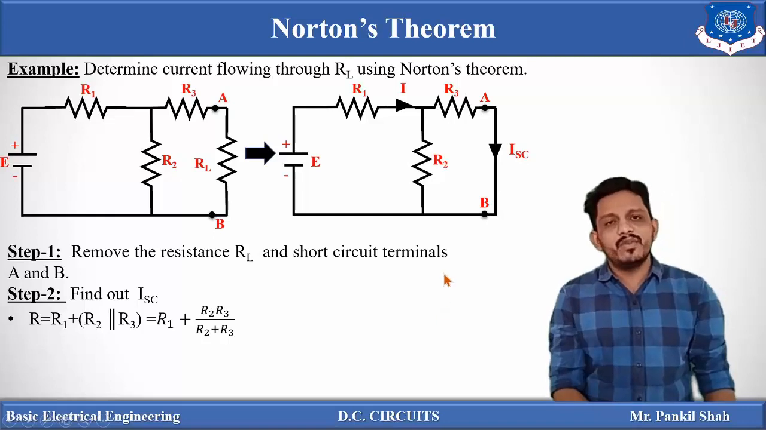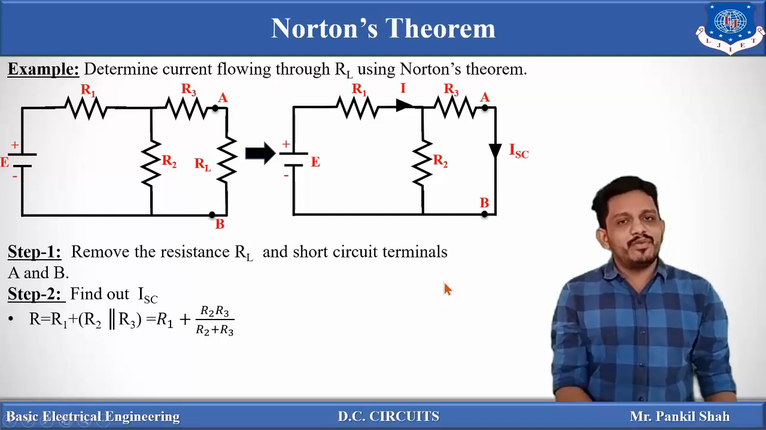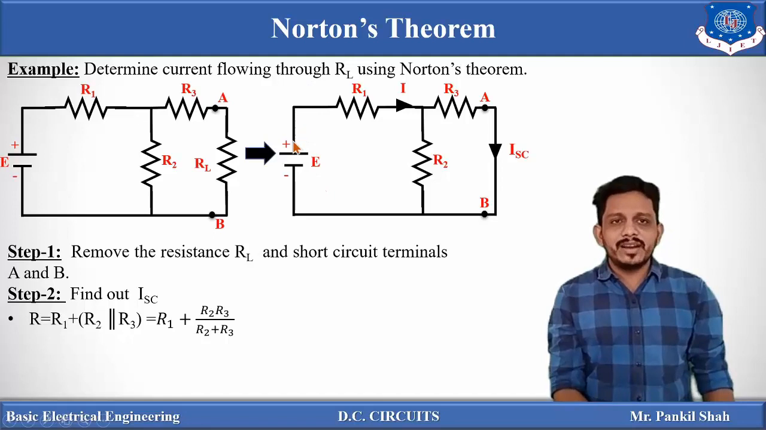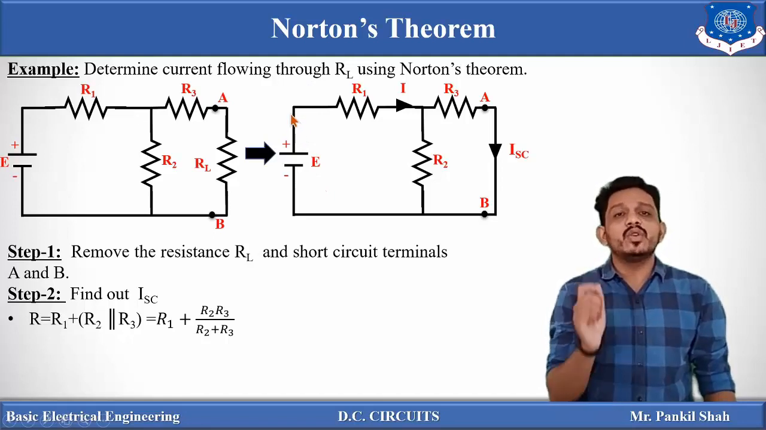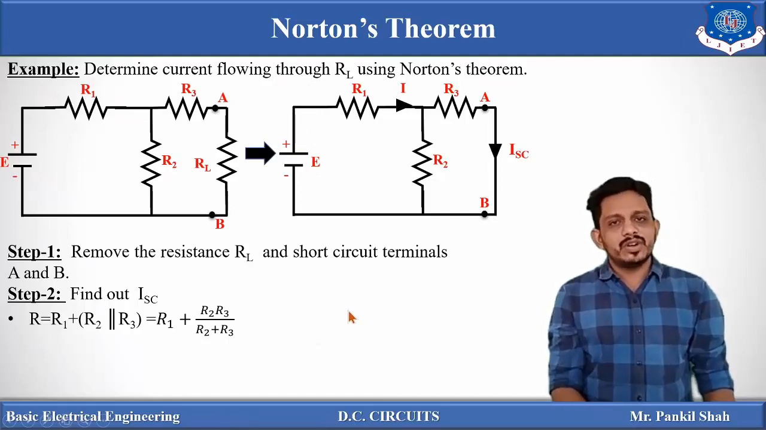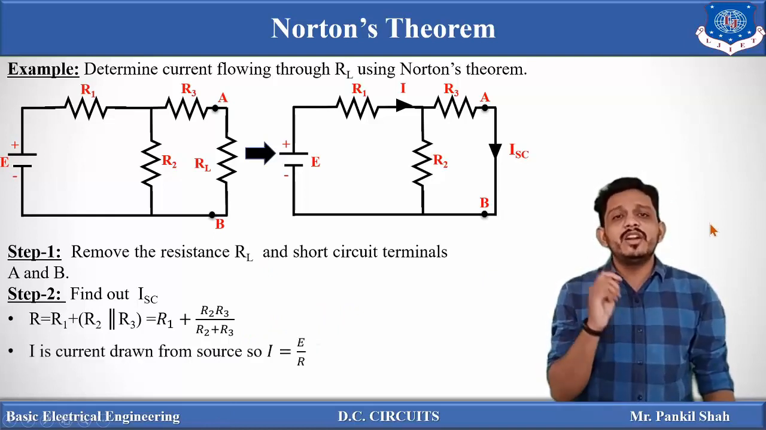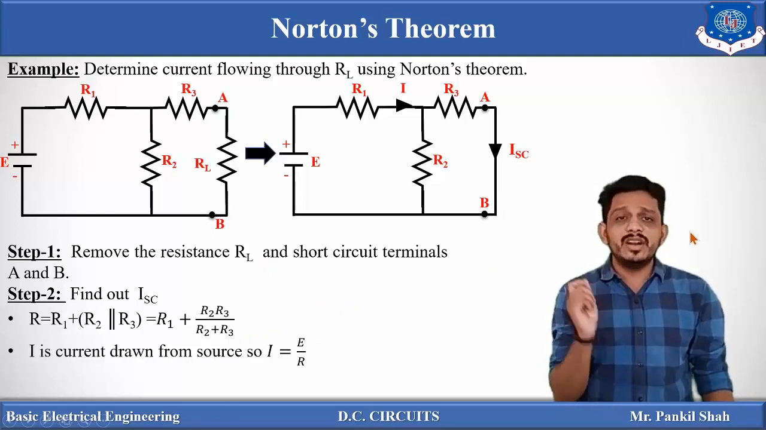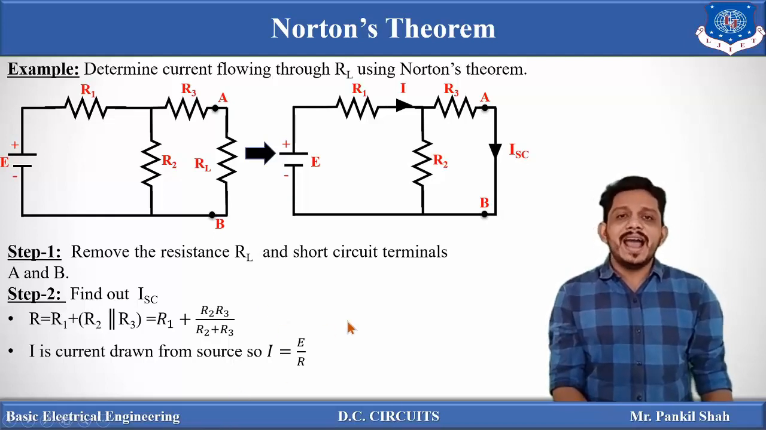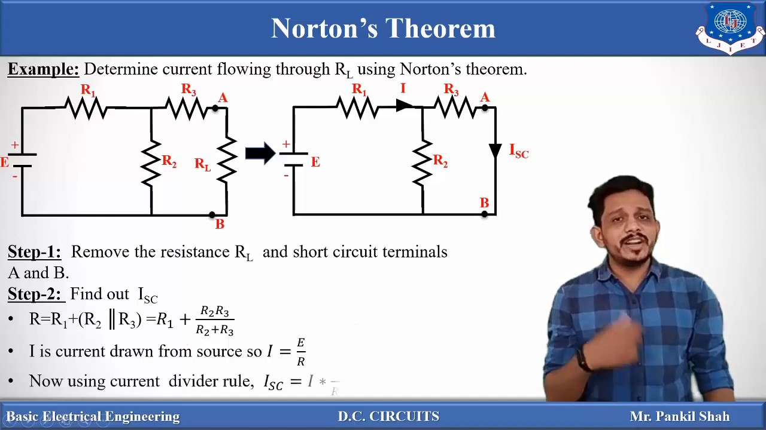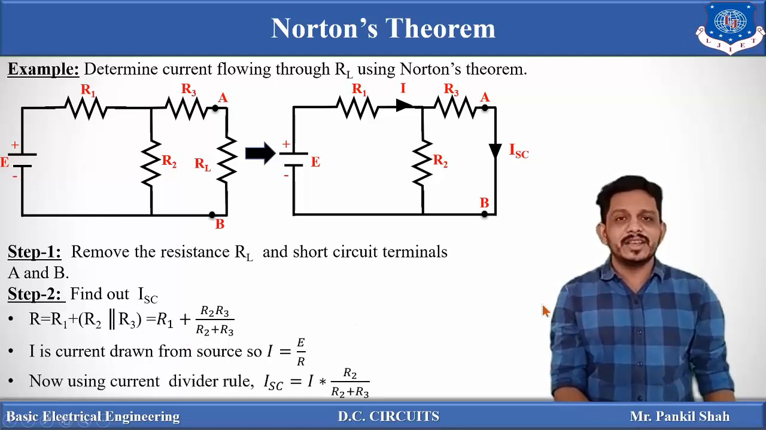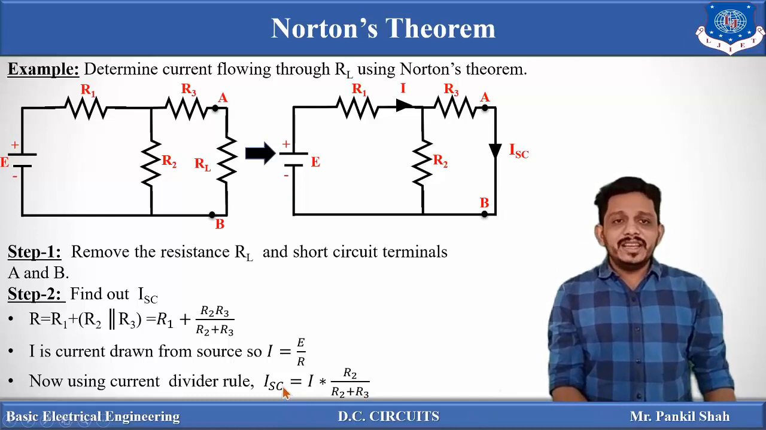Why have we obtained the equivalent resistance? Because if you want to find the total current flowing through this source, you have to find the total resistance. So now let's find the current flowing through this source. The current drawn from this source is obtained by I equals V by R, where V is the value of this voltage source E and R is the equivalent resistance of this circuit that we have obtained. So I equals E upon the equivalent resistance R.